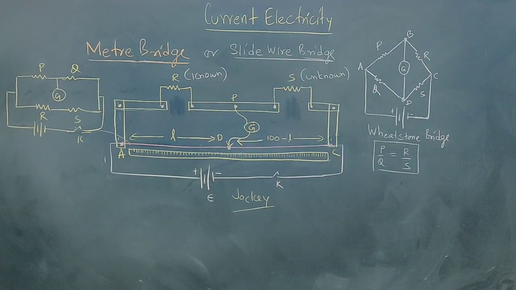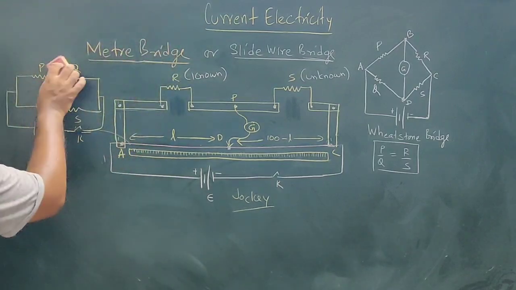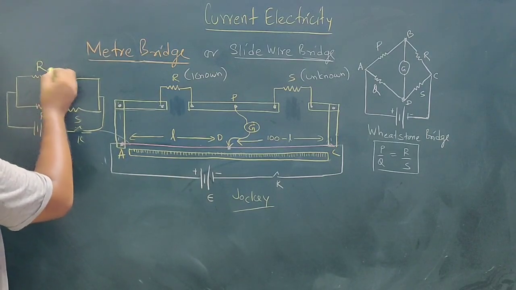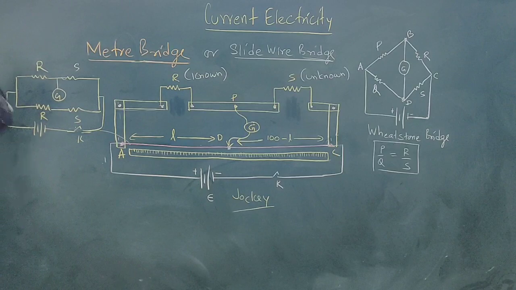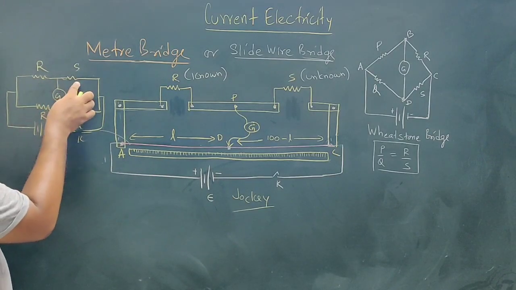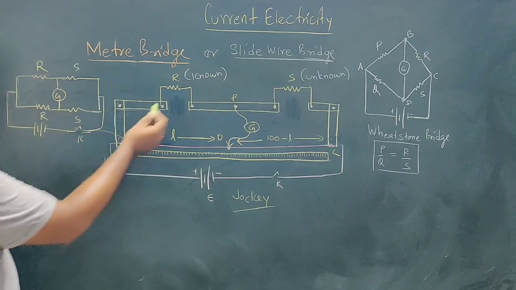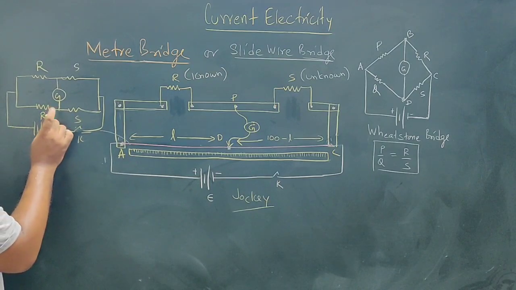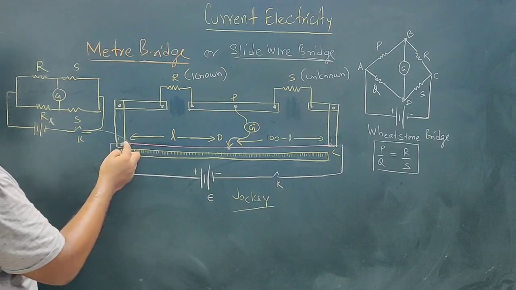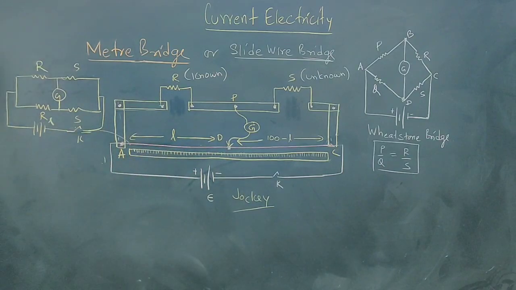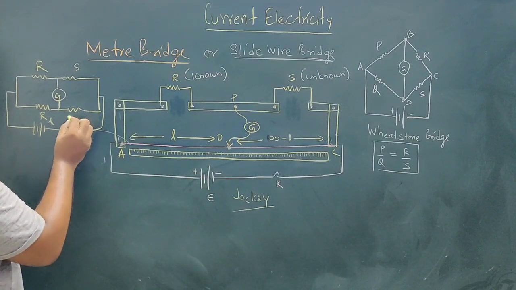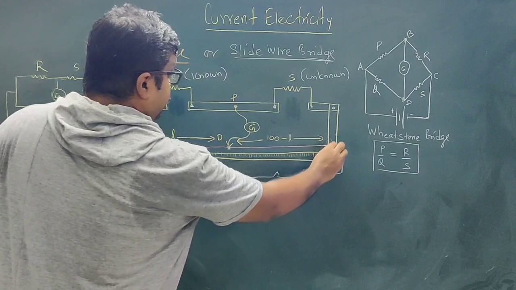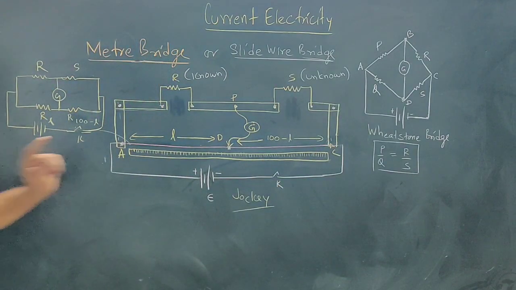Now if I replace this P and Q as R and S, so this is R, this is S, and this is the galvanometer. This resistance is RL, that is the resistance of length L, and this resistance is the resistance of 100 minus L, that is the resistance of this part. I don't know the resistance, I know the length.